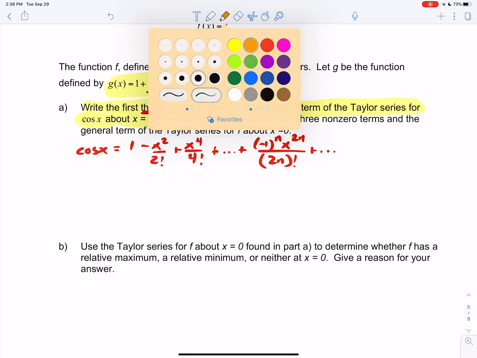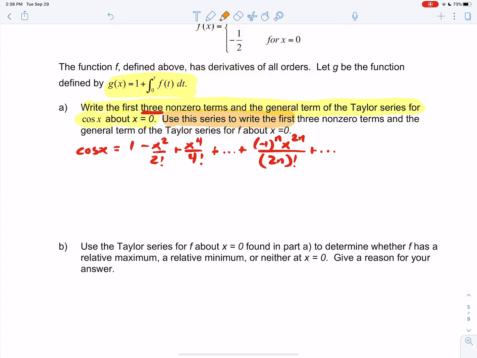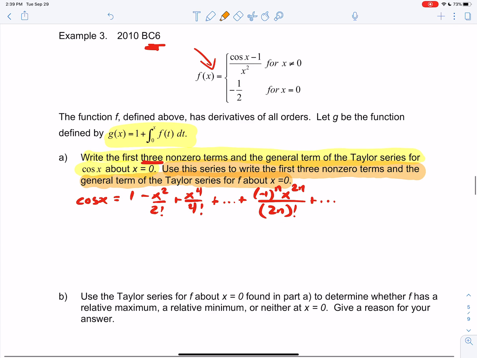Now they ask you, use this series to write the first 3 non-zero terms and the general term for f, about x equals 0. So centered at 0, so when we're really close to 0, we're looking at this function here. And this is where you guys build. It's not too transparent, but here we go. You have cosine x. So we could easily get cosine x minus 1.